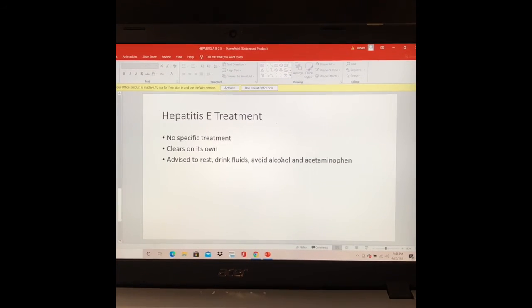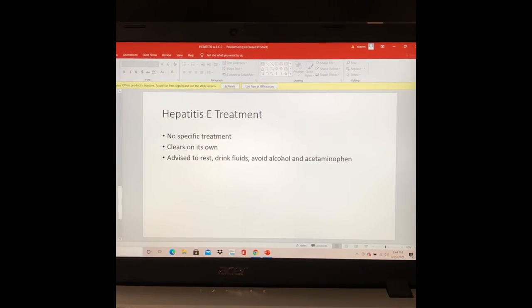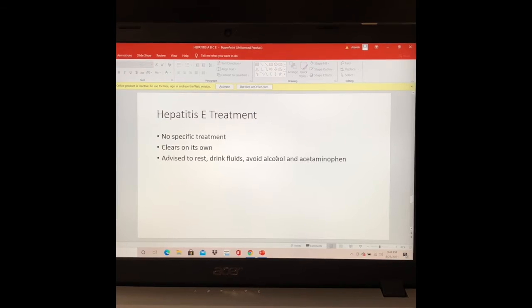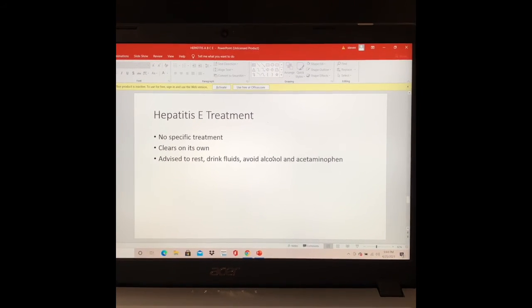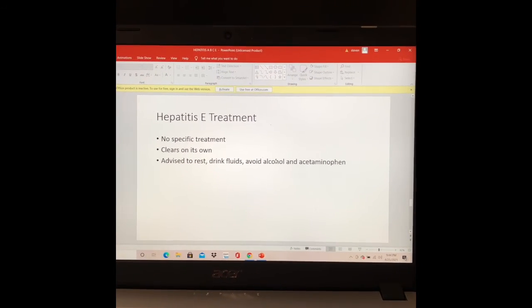For hepatitis E, there is no specific treatment. It clears on its own, but it is advised to rest, drink fluids, and avoid alcohol and acetaminophen.